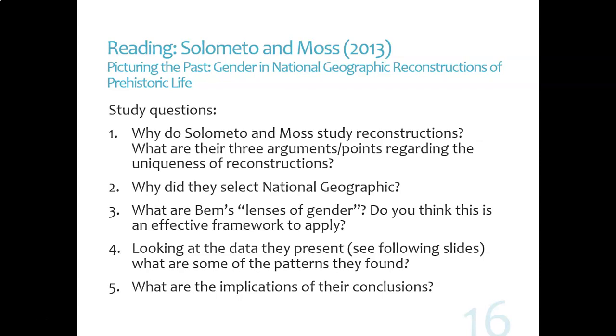So I want you to look at their three arguments, why they selected National Geographic, and the particular theoretical framework they're applying, which is Bem's lenses of gender. So what are the lenses of gender and why did they select this framework? Do you think it's appropriate? And then in the following slides, I've pulled out some of the data they present, and I want us to talk a little bit more about the pattern.